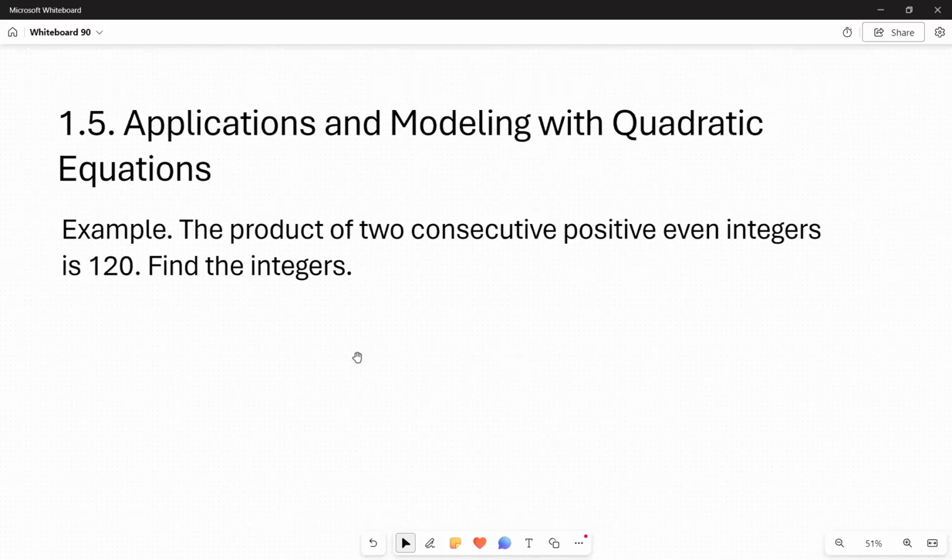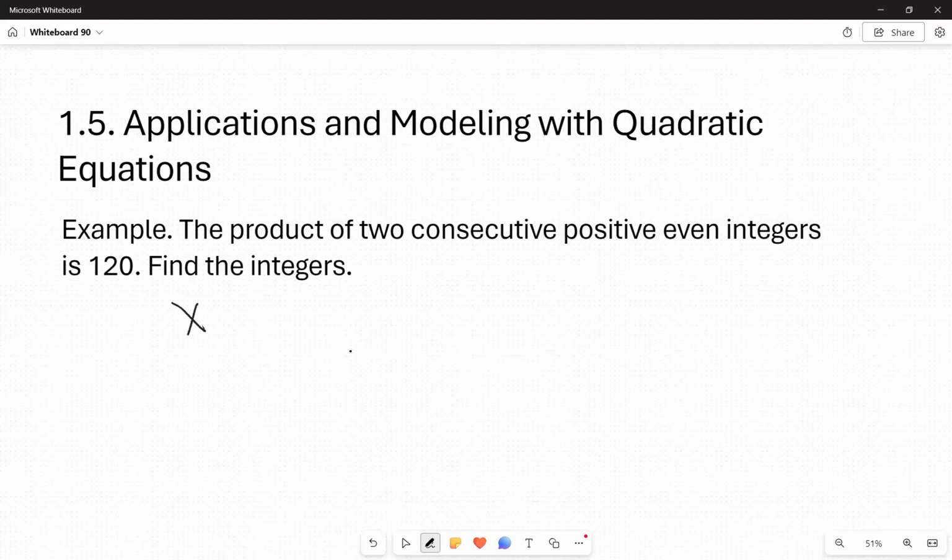Hi, in this video, I will be solving problems of quadratic equations. So we're going to see applications. The first problem, you're going to see one like this in the homework. It says that the product of two consecutive positive even integers is 120. Find the integers. Usually from the question of the problem, you determine the variable.